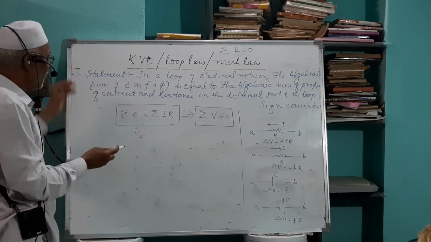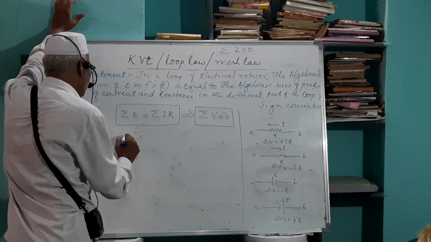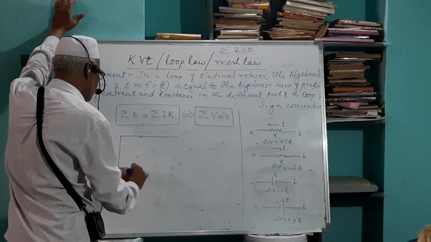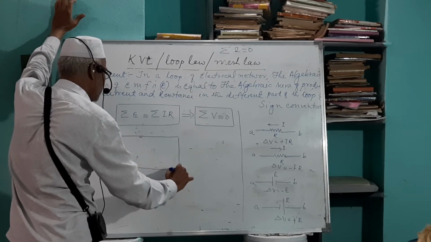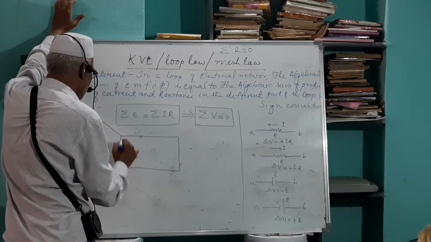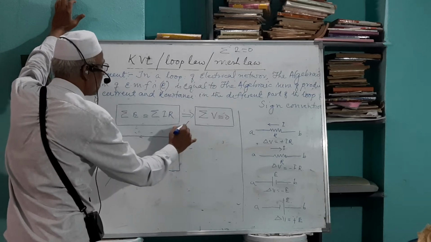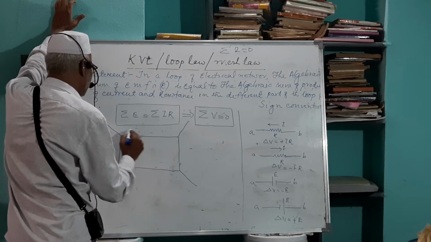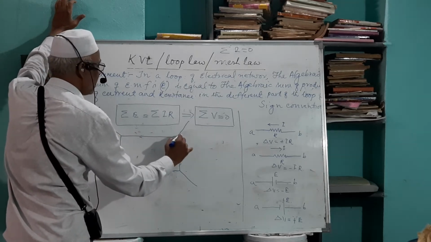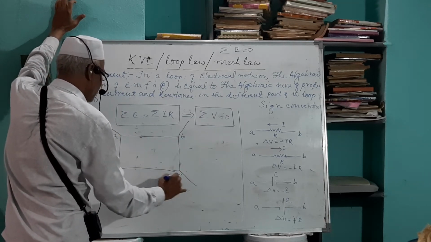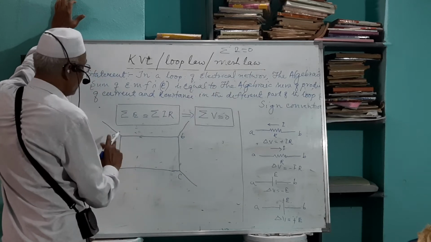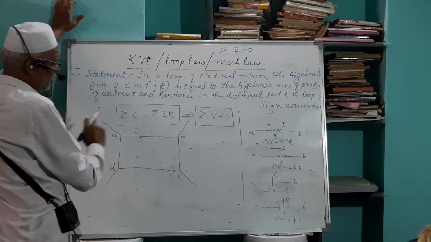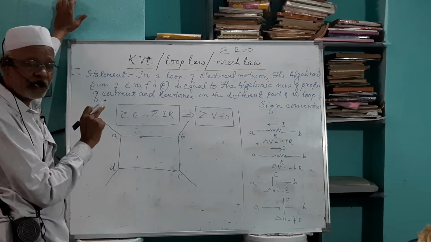So this is a very simple circuit. See, there are four junctions. You can call this A junction, this B junction, this C junction, and this D junction. So you can say A, B, C, D, A. It is a closed loop.